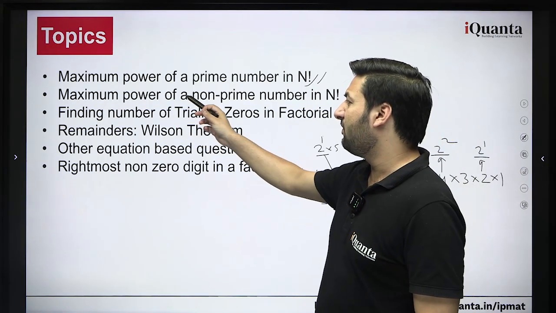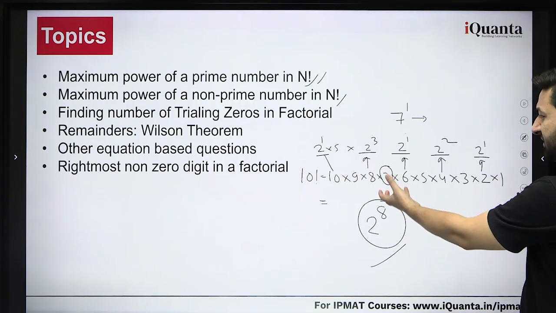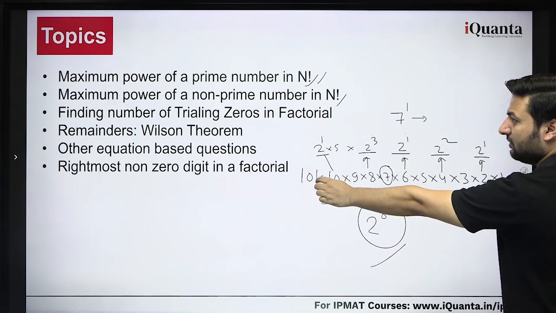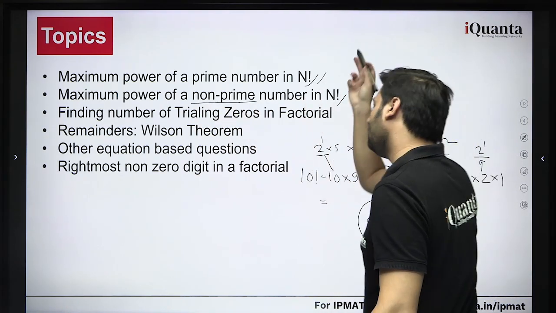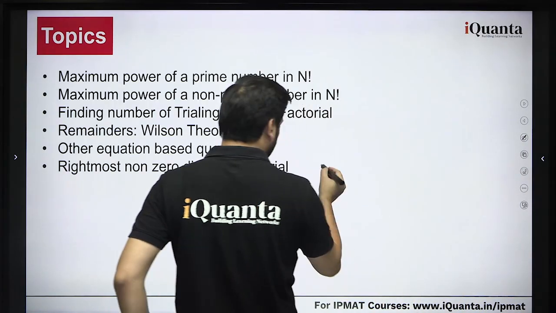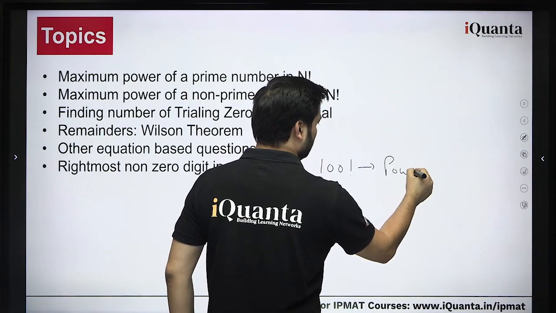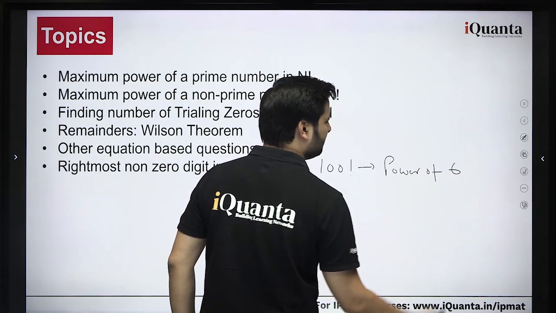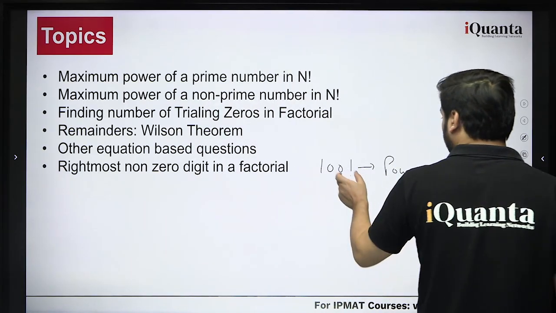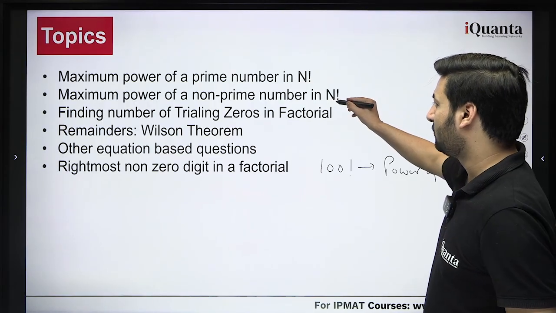Next, maximum power of a non-prime number in n factorial. Now, the question here was to find the power of 7, a prime number, in 10 factorial. What if they give you a non-prime number in a factorial? Suppose they ask that in 100 factorial you need to calculate the power of, say, 6. Then you have to count how many 6s will be multiplied inside the product of 100 factorial. So that is what we have to learn. There is a shortcut to do this as well.